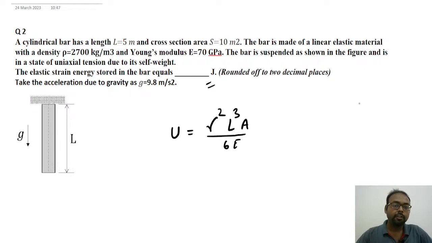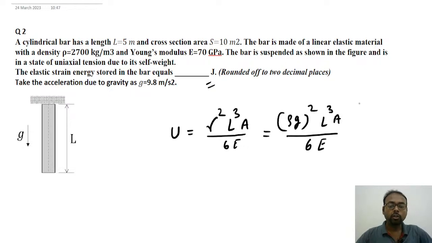This is the equation that we can use to find out the stored strain energy in this bar due to its self weight. So now we have to put gamma equal to rho into G, so U equals (rho G) whole square into L cube A divided by 6E. So we have all the values. When we put all the values here, we will get the final answer.